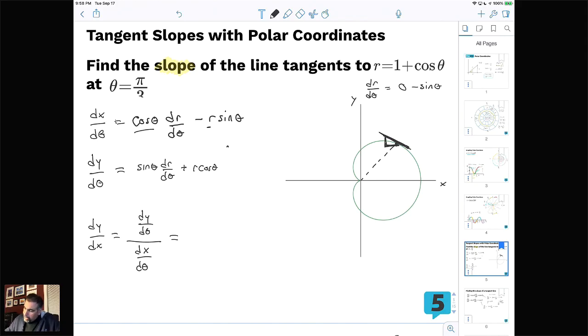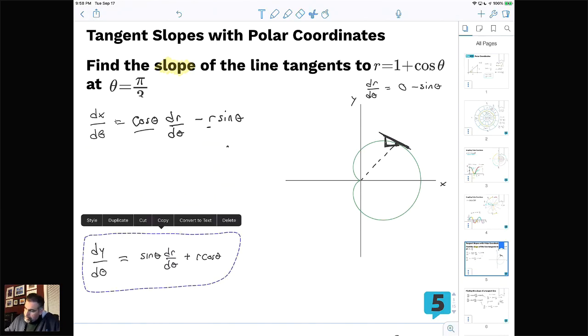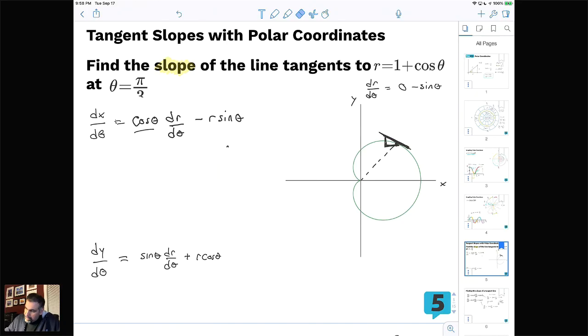So now, coming back over here, what we know is that dx over d theta is going to equal the cosine of theta, now times dr over d theta, which we have found to be negative sine theta, minus our original r, which is 1 plus cosine theta, then times our sine theta. And that's going to be our dx over d theta.